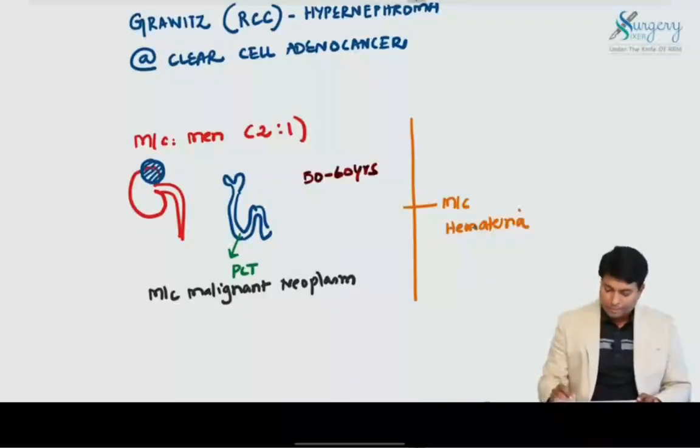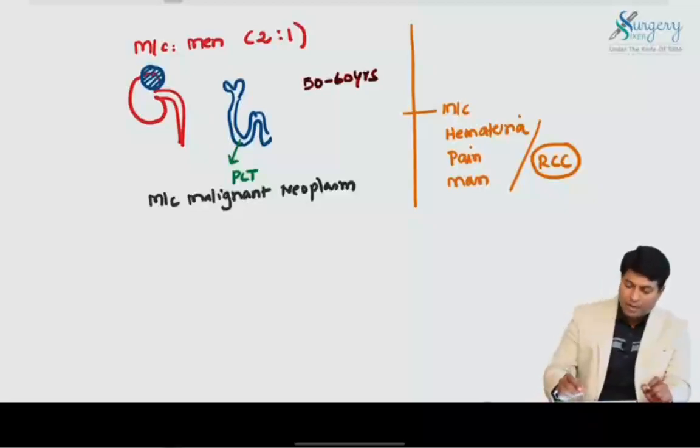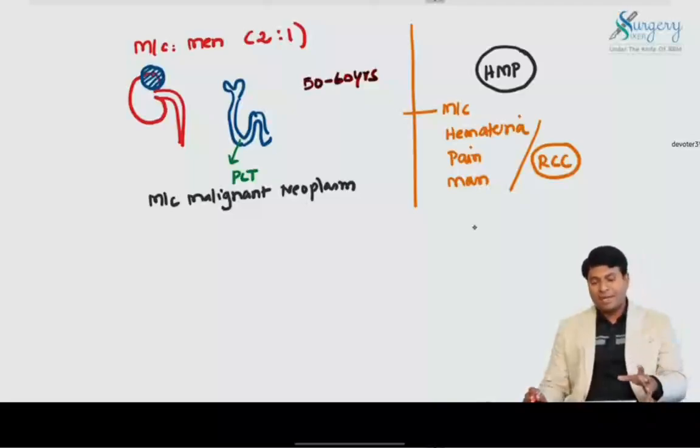Hematuria, pain, mass is the triad of RCC. What does the RCC triad mean? I used to remember it as HMP: hematuria, mass, pain. The patient may come to you with hematuria, pain, or mass.